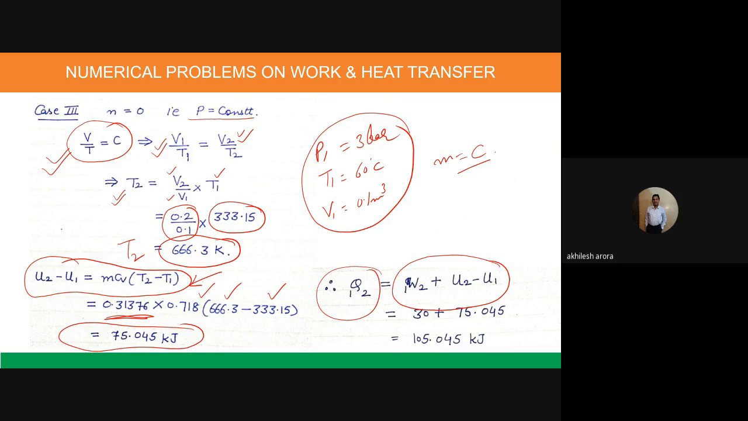This is the first law of thermodynamics. W we calculated for constant pressure process is 30, plus U2 minus U1, 75.045. So the value comes out to be 105.045. Now here we have utilized the first law of thermodynamics. Had we been asked to calculate the heat transfer without calculating the change in internal energy, we would have used the equation Q is equal to m Cp delta T, directly this equation.